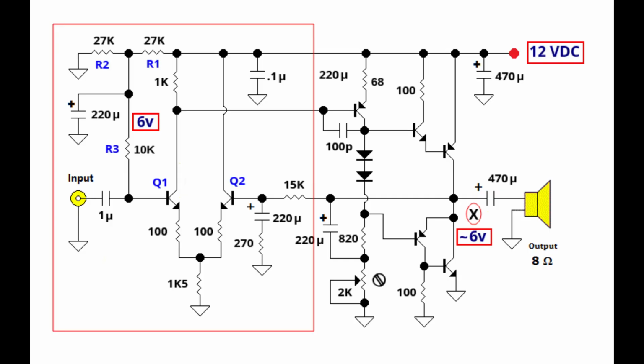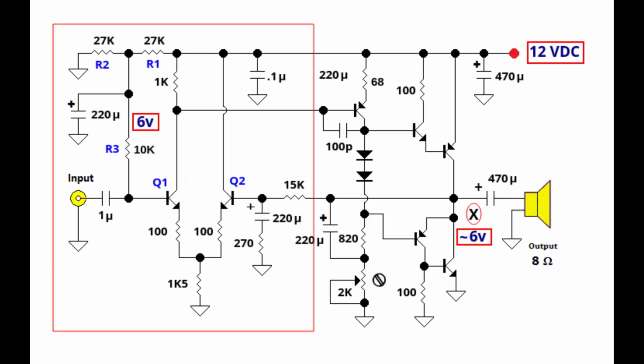If R3 were not a high resistance value such as 10K, an AC input signal on the input could flow through R3 directly through the 220 microfarad capacitor to ground. Instead, with R3 at 10K, it flows into the base of Q1.